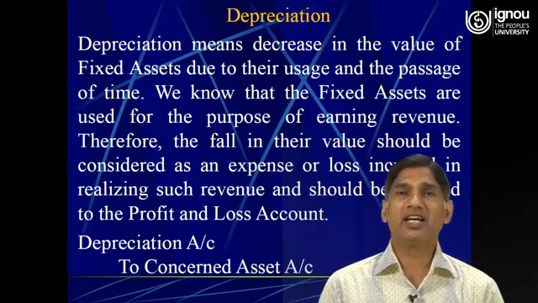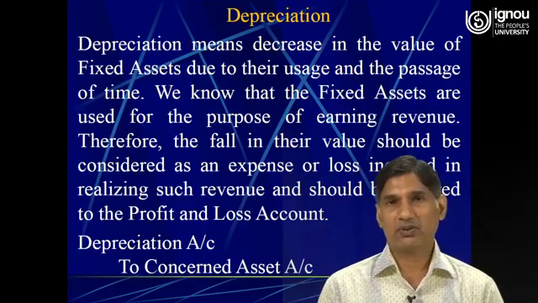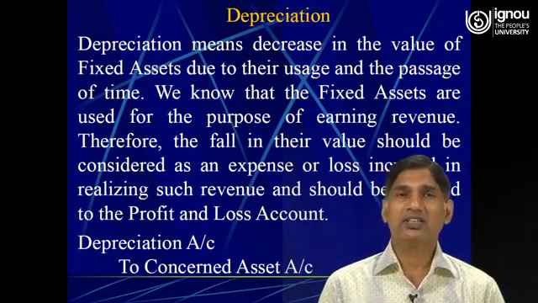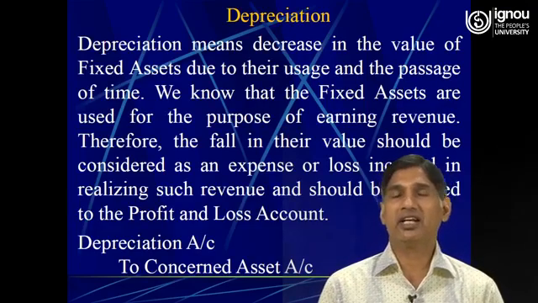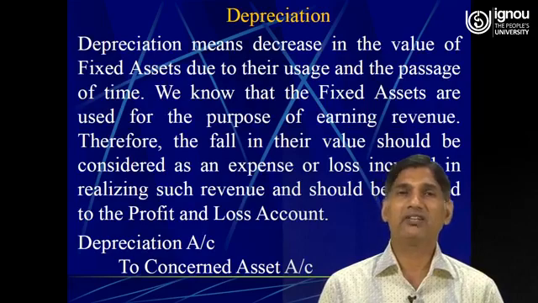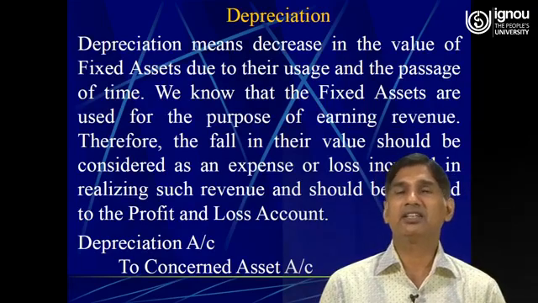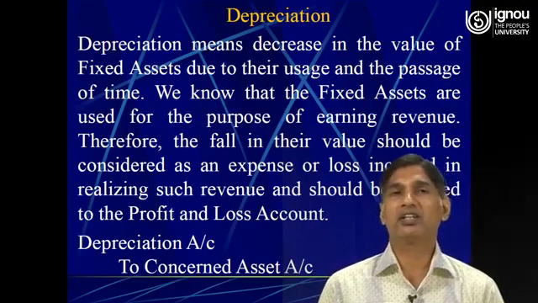We know that the fixed assets are used for the purpose of earning revenue. Therefore, the fall in the value of fixed asset should be considered as an expense or loss incurred in realizing such a revenue and should be charged to the profit and loss account. So the journal entry would be depreciation account debit to assets, because depreciation is an expense or loss for the business. Therefore, we applied the rationale of the nominal account and accordingly we debited it, and asset being the real account, we applied the rationale of the real account, that is debit what comes in and credit what goes out.